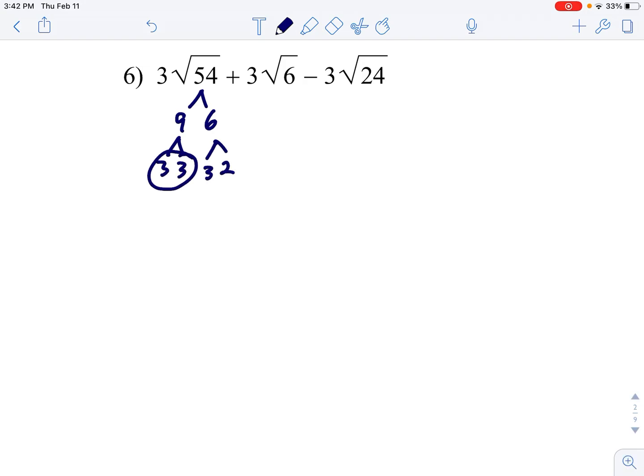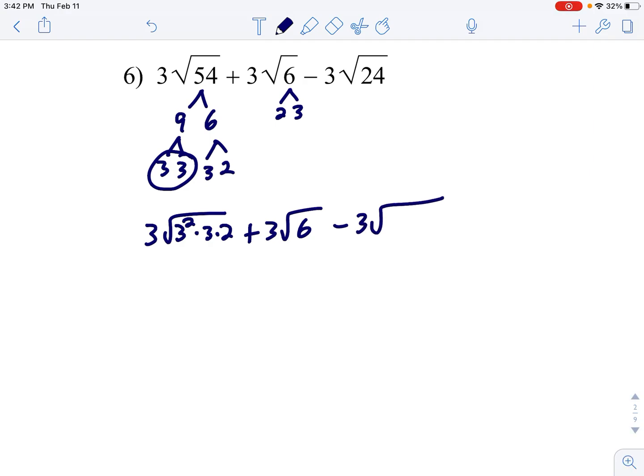We've got a pair of 3's there. So this is 3 squared times 3 times 2. The next term, if we do a factor tree, there are no pairs of numbers, so you really don't need to break that down at all. And the next one, 24, is what? 2 times 12, 2 times 6, 2 times 3. Got a pair of 2's there, 2 squared, another 2, another 3.